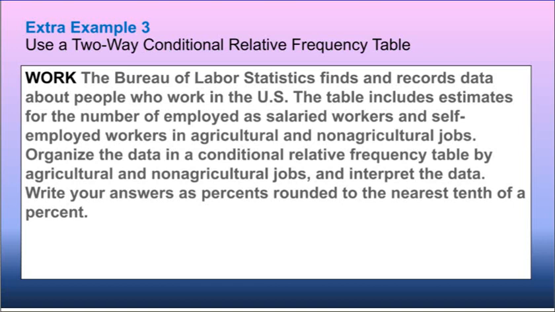Next one, the Bureau of Labor Statistics finds and records data about people who work in the U.S. The table includes estimates for the number of employed, salaried workers, and self-employed workers in agricultural and non-agricultural jobs. Organize the data in a conditional relative frequency table by agricultural and non-agricultural jobs and interpret the data. Write your answers as percents rounded to the nearest tenth of a percent.